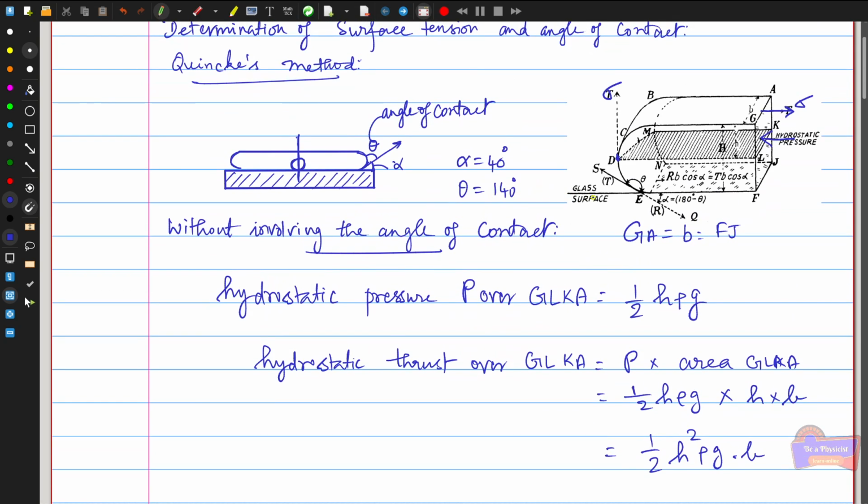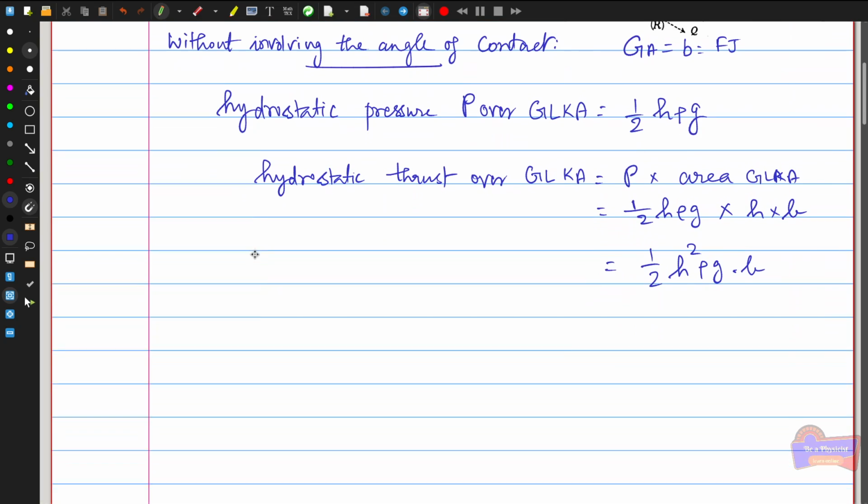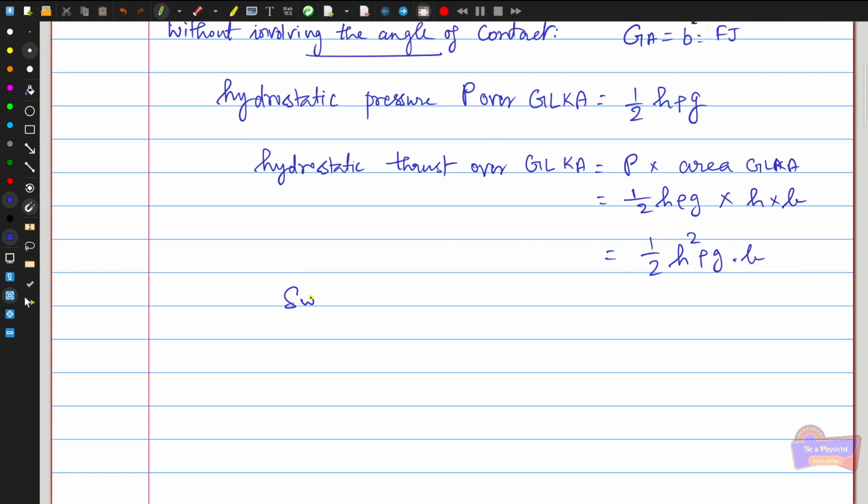And we have another force acting towards the right side, vertical and perpendicular to this GA area, which is due to the surface tension. This surface tension is equal to the magnitude of the surface tension, sigma, into the length, that is b.